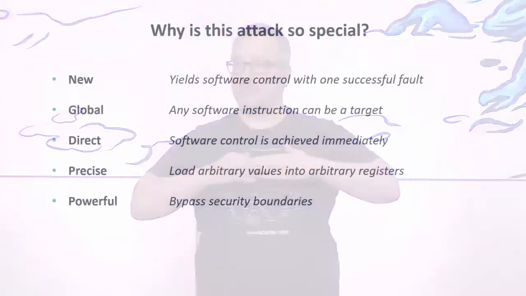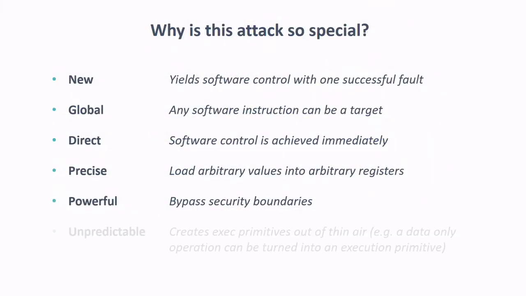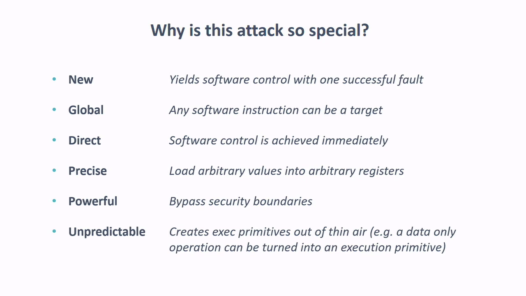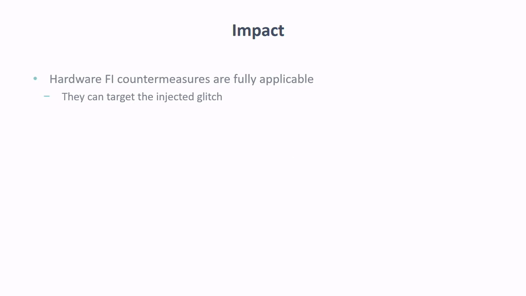It's powerful because it works across security boundaries, and it's unpredictable. Basically, we are creating execution primitives out of thin air. So we have a data primitive, like a load or a store, that will be turned into an execution primitive just because the destination register now is the program counter or SP. And this is something which we think is really innovative in what we are doing now. The impact is that the hardware fault injection countermeasures are fully applicable, so they work. If you're able to prevent the glitch being injected, fine.